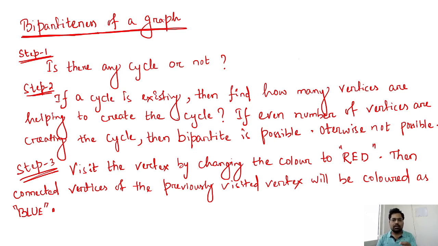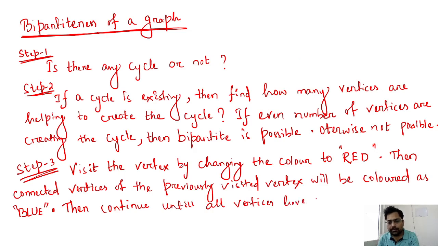V dot color, U dot color. Why are you not taking that one? This is correct, no? So visit the vertex by changing the color as red first, then color blue, then continue until all vertices have been visited and colored. Clear? So until all vertices are colored and visited, you just run it.